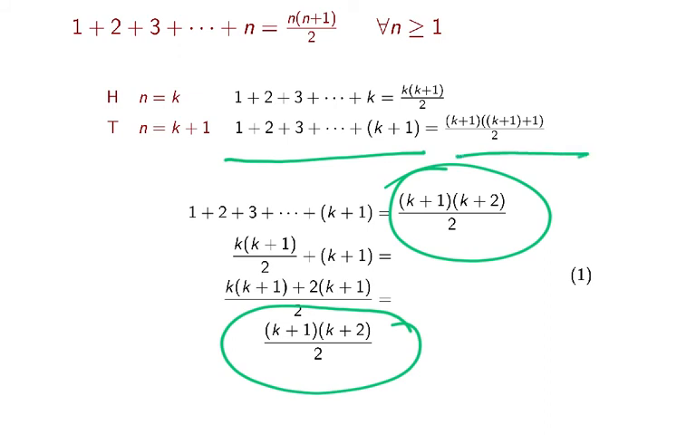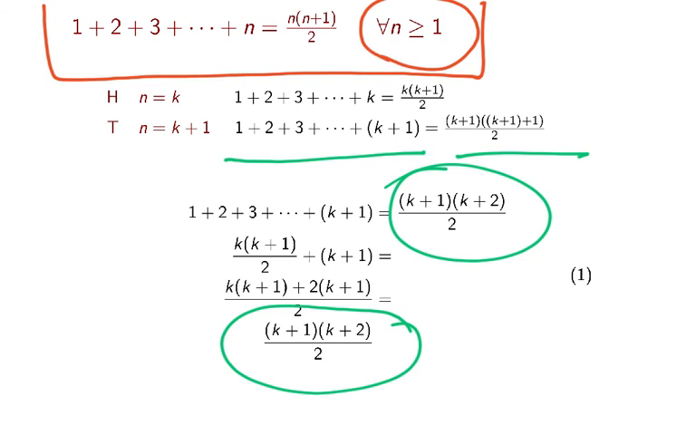Then by mathematical induction, this means that the proposition that 1 plus 2 plus 3 plus up to n equals n times n plus 1 over 2 is true for all n greater than or equal to 1. In other words, all the dominoes fall.